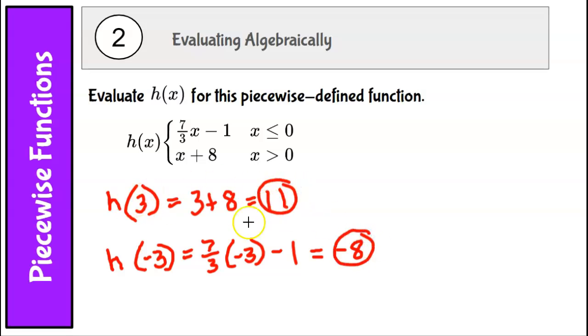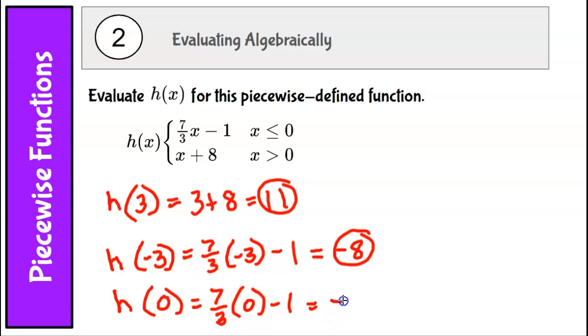So h of 3 is 11, h of -3 is -8, and let's do one more. Let's do h of 0, because that's the turning point between using this one and this one. And we're actually going to use the top one because this is x is less than or equal to 0. So this would be the closed dot one if we're thinking graphically. So 7/3 times 0 minus 1. This becomes 0. 0 minus 1 is negative 1. So that's how you evaluate them algebraically.